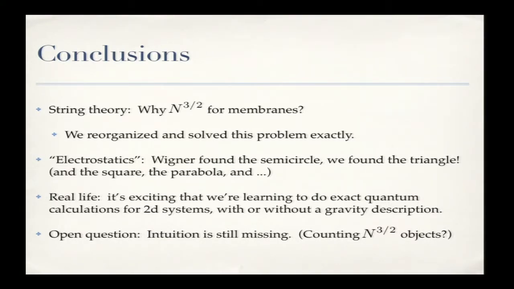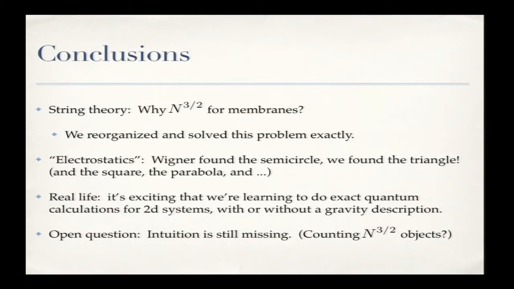Now, as far as electrostatics goes, I would say, well, Wigner found the semicircle, but we found a triangle. And there are models that I haven't showed you where we can also find a square or any polygon or parabola, things like that. Perhaps more importantly, the real life lesson that we should learn, I think it's fabulous that we can actually do these exact computations where we take into account quantum mechanics exactly. And I showed you examples where there were two-dimensional systems with gravity, with the dual gravity description, and we knew the answer from the gravity side. But the same methods can be applied to other systems where we don't know the answer. So I think that's very exciting, and that's what I've been thinking about in the past year or so.